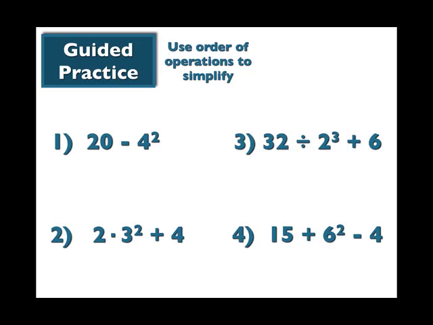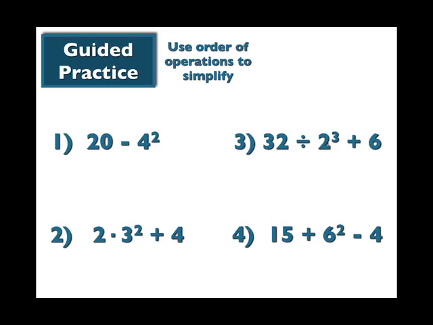Okay, for the first problem, you'll do the exponents first. 20 minus 16 is 4, so number 1, the correct answer should be 4. For the second problem, the exponent comes first. 3 squared is 9. 2 times 9 is 18. 18 plus 4 makes 22. Number 2 should be 22.